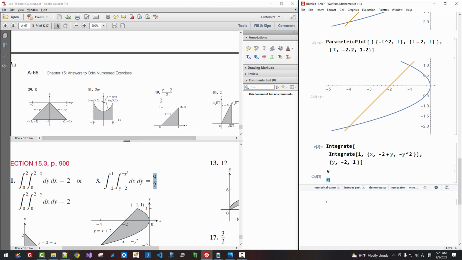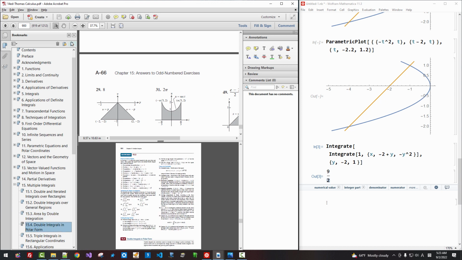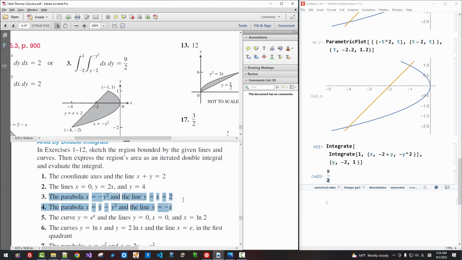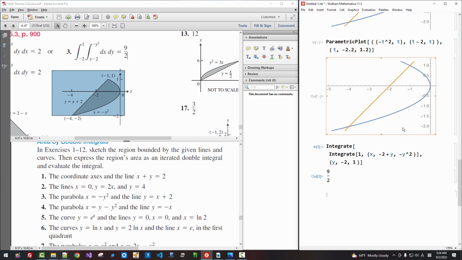So, we solved this problem from chapter 15.4 correctly like this. This is the graph in our book. This is our graph. Exactly matches.